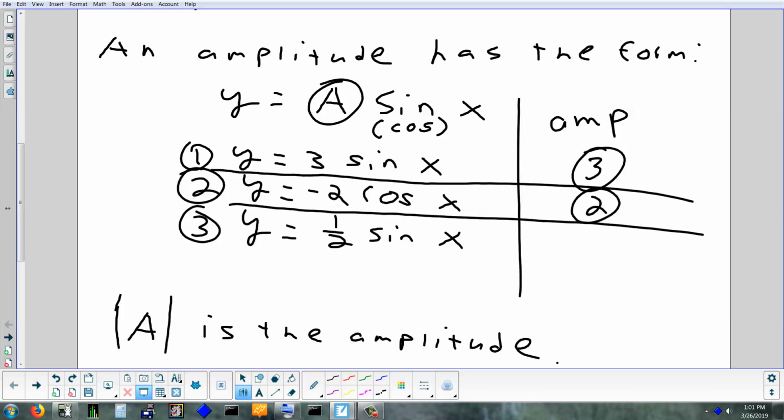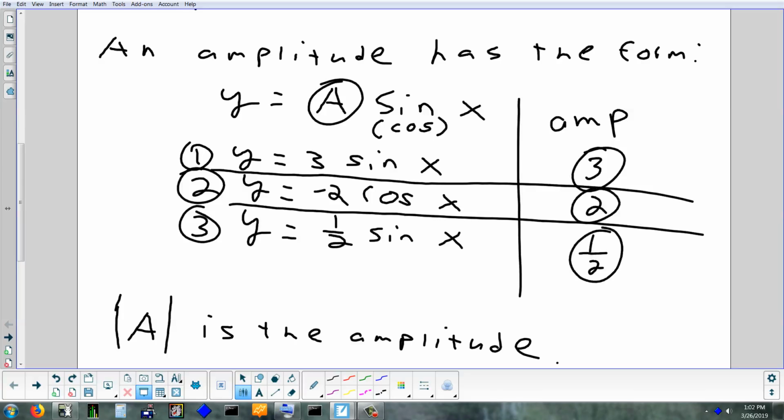What if I made the problem this? What would the amplitude be now? Still 2. Whether or not there's a negative there has no effect on the amplitude, but it does have an effect when you draw the picture. Okay, we'll see what it is. What about 1/2 sine x? What's the amplitude there? 1/2.